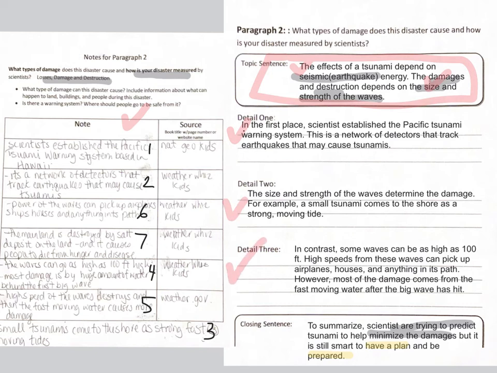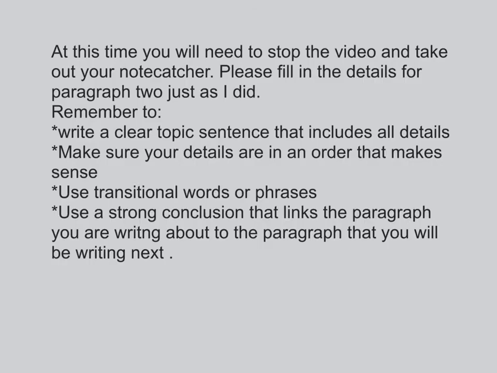I also use transition words throughout. I used here in the first place. Down here, I used for example. Down here I said in contrast, because it was the opposite. I used however, and then to summarize. At this time, you'll need to stop the video and take out your note catcher. Please fill in the details for paragraph 2 just as I did. Remember to write a clear topic sentence that includes all details. Make sure your details are in an order that makes sense. Use transitional words or phrases, and use a strong conclusion that links the paragraph you are writing about to the paragraph you will be writing next.